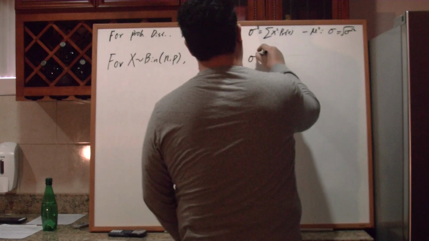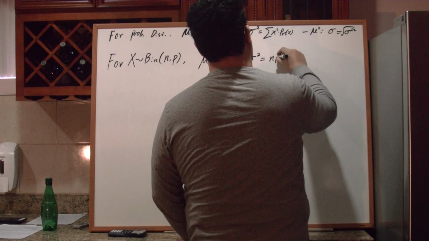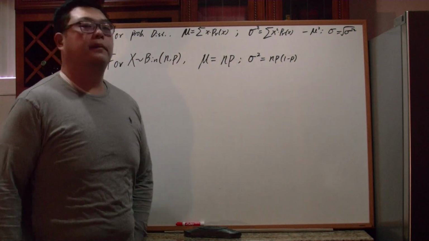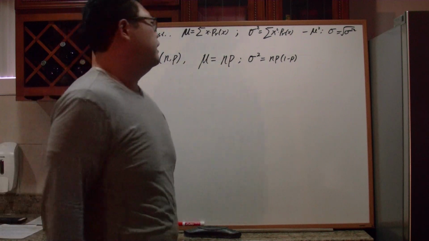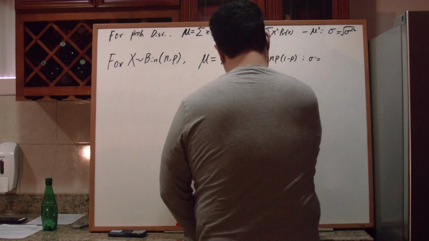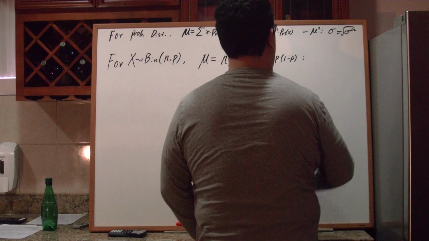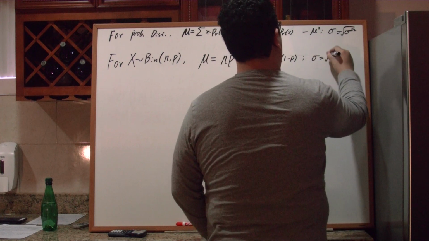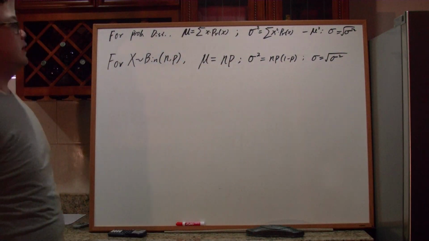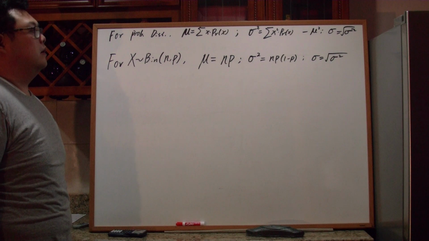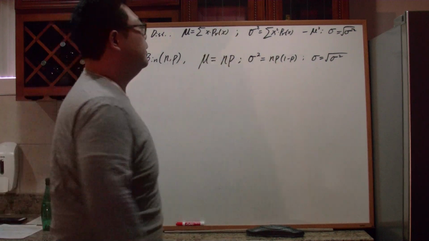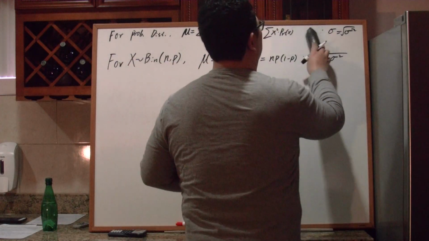And the variance is n times p times 1 minus p. And of course, the standard deviation is always the square root of the variance. Well, in this case, it's the square root of np times 1 minus p. Right, but that is a relatively simpler formula than what we had before for the usual distribution.